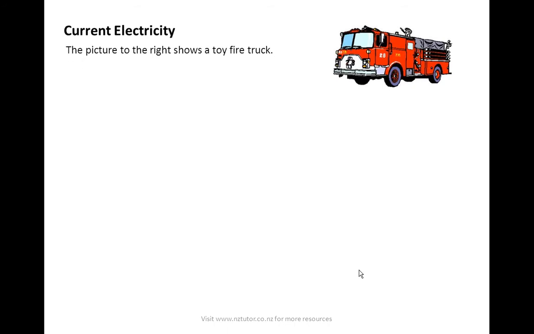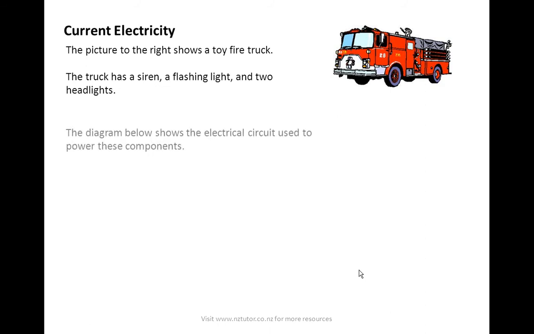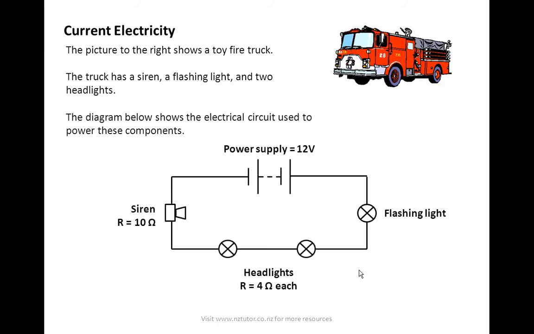The picture to the right shows a toy fire truck. The truck has a siren, a flashing light, and two headlights. The diagram below shows the electrical circuit used to power these components. The circuit has a 12-volt power supply. All the components are connected in series to each other.